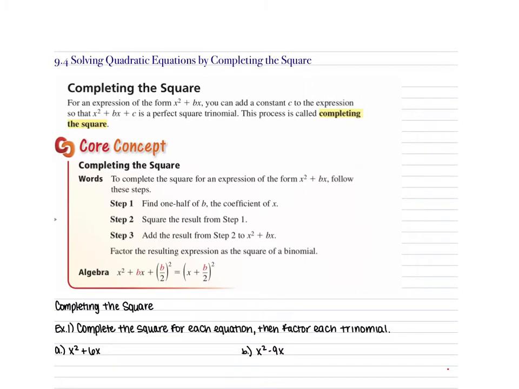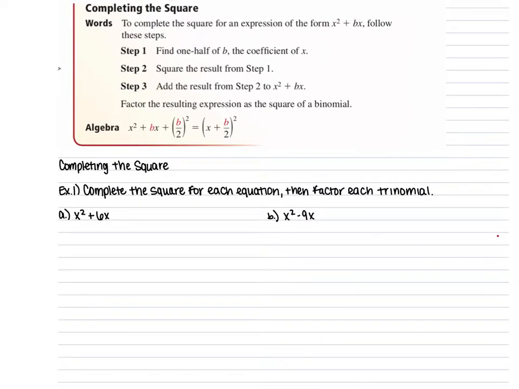number. From there, you would just add it onto the back end of the equation or the expression, and then if it asks you to factor, you'll factor. If not, you'll solve, and we'll go from there. For example, 1a, we are given x squared plus 6x. Our directions are to complete the square for each equation, then factor the trinomial. These are expressions, not equations.